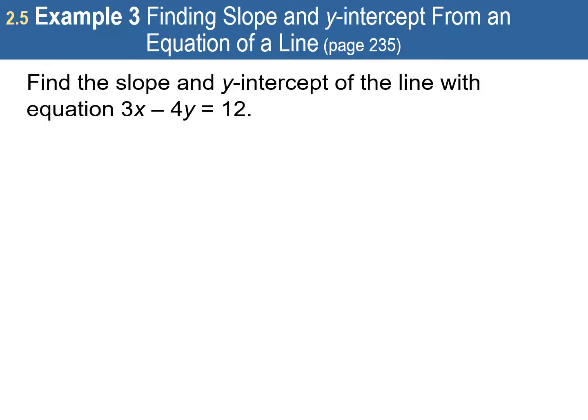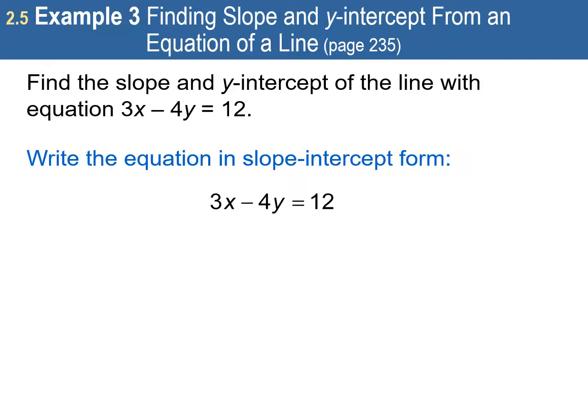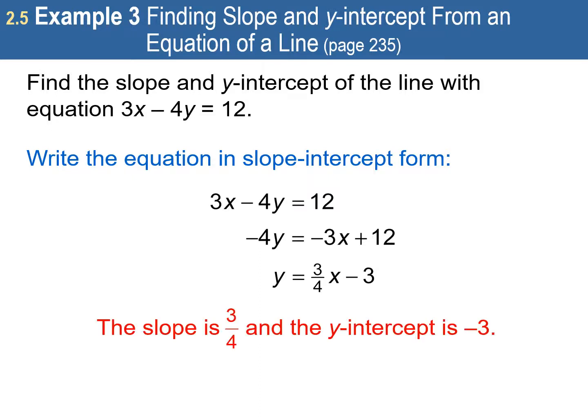Find the slope and the y-intercept of a line of equation 3x minus 4y is equal to 12. So we put it in slope-intercept form, which basically means we solve for y. So we get y is 3/4 x minus 3. The slope is 3/4, and the y-intercept is -3.